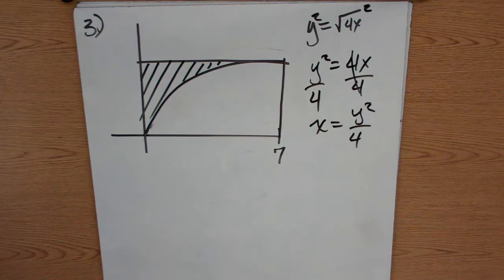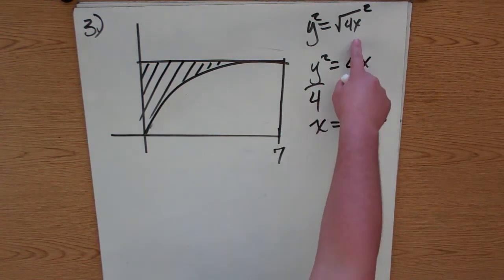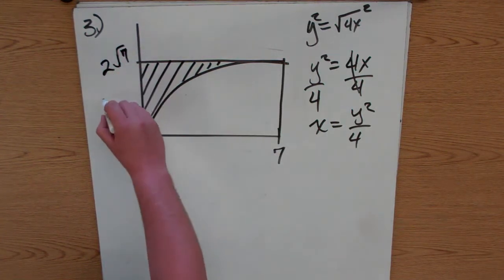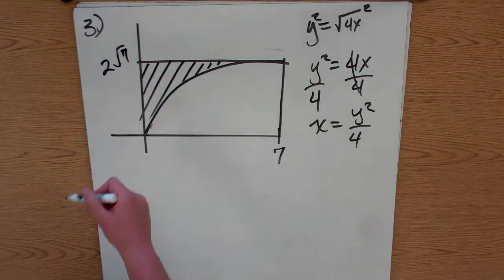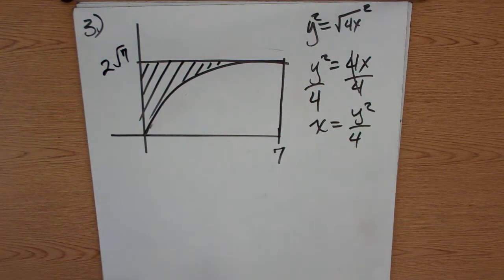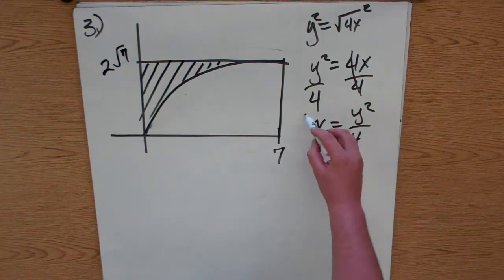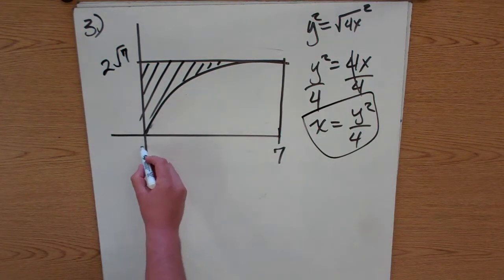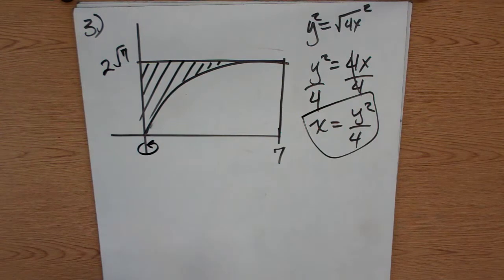Alright? So now, to find our upper limit of integration, all you have to do is plug in 7 to this equation. When you plug in 7, you get 2 square root of 7, or as a decimal, you get 5.3, but I'm going to use 2 square root of 7. Alright? So now this is what we're integrating from 0 to 2 times the square root of 7, because we're revolving around the y-axis. Alright?